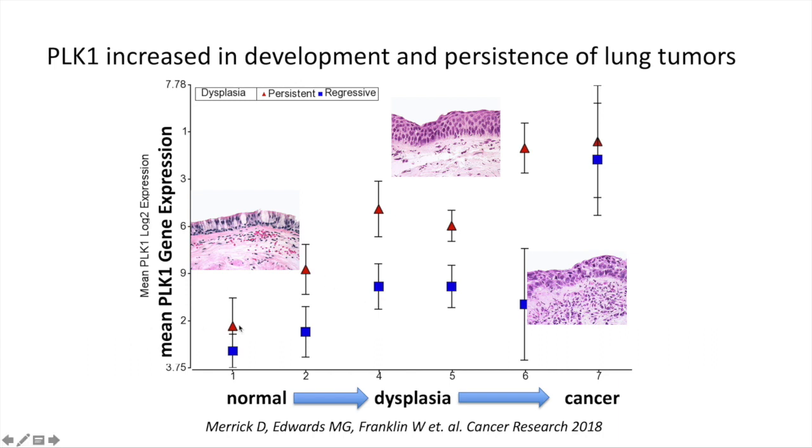Here is the expression as measured for the polo-like kinase 1 gene. In red are the ones that actually go on to form cancer. Blue are the ones that get better. You can see a gradual increase as we go from normal to cancerous tissue, but those samples with higher polo-like kinase 1 are way more likely to turn into cancer than those that have lower expression of polo-like kinase. Did everybody see that? Right?